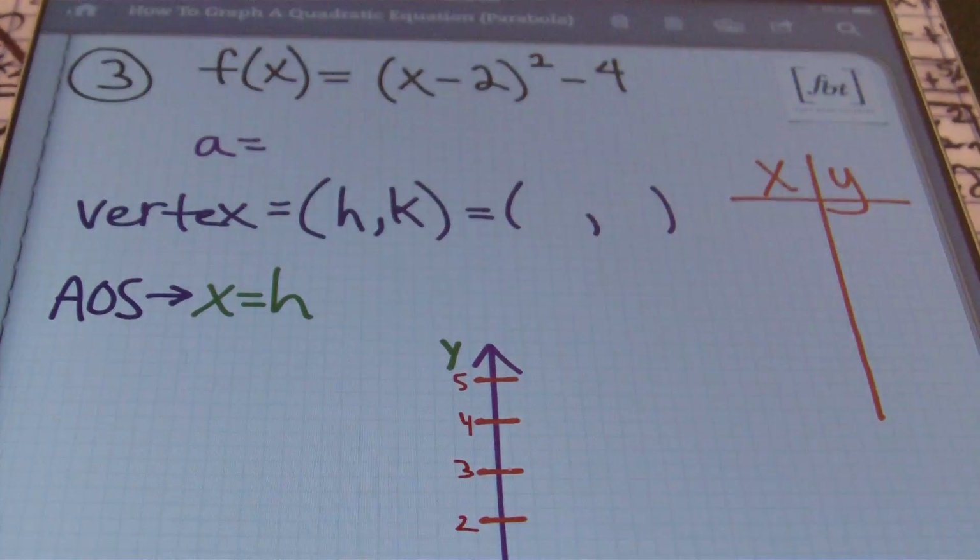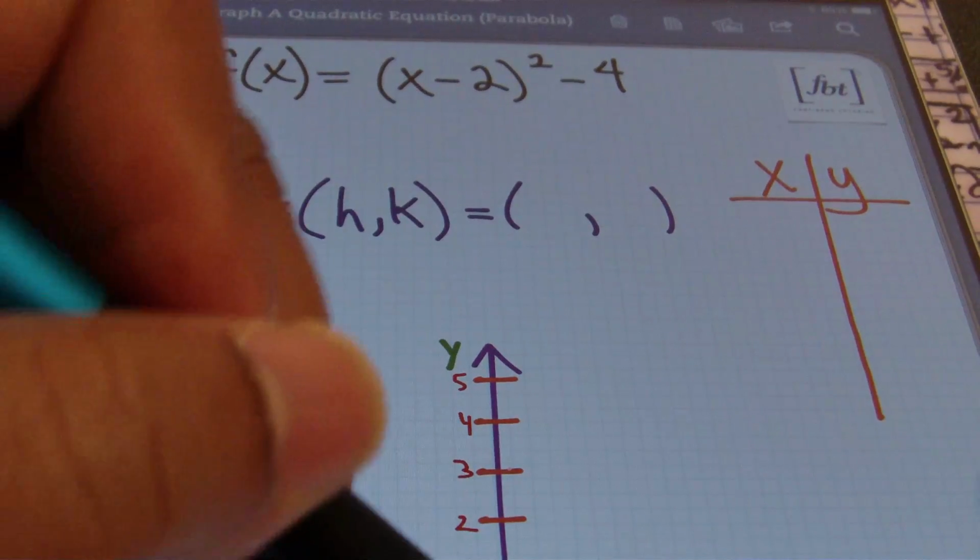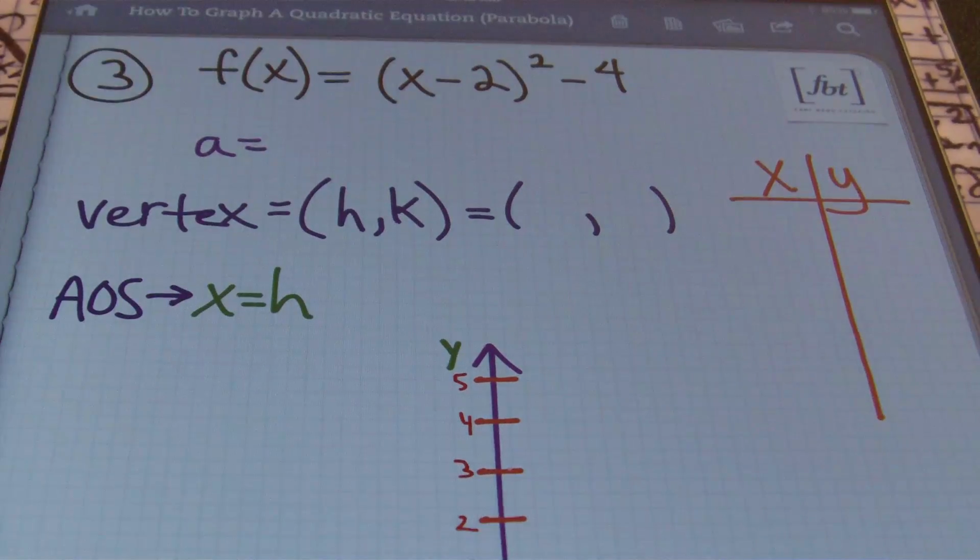Moving on to the next problem. I know you're just ready for the next one. You're saying, Mr. Witt, but what will you do next, Mr. Witt? And I'm going to show you.